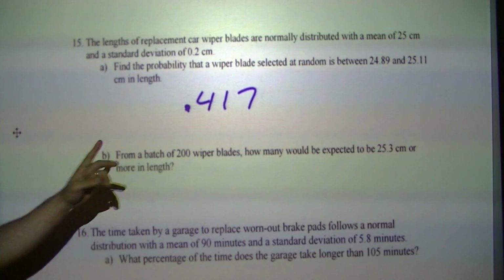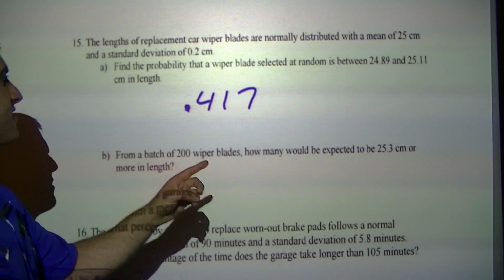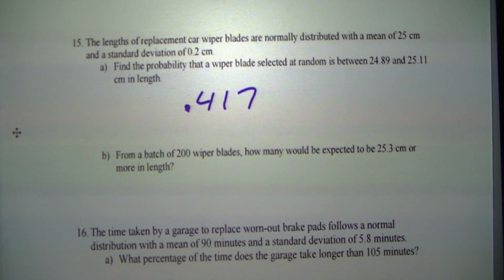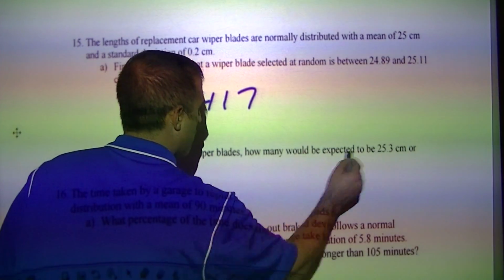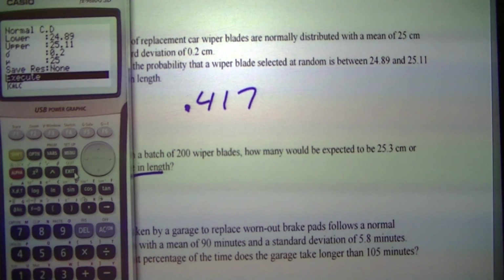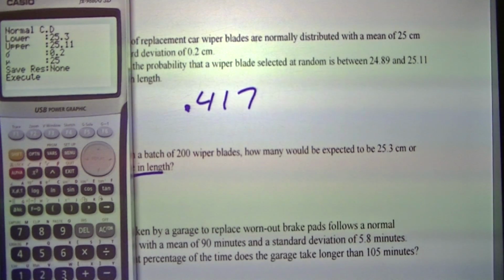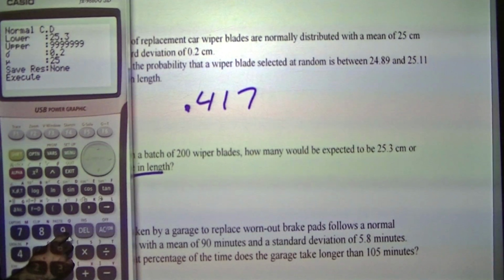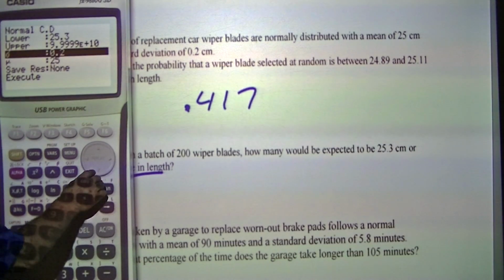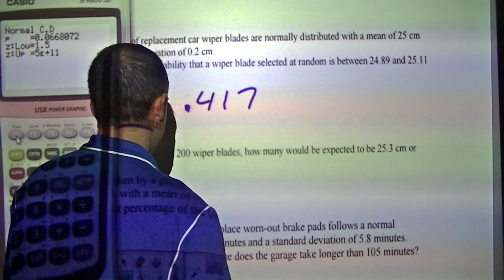From 200 wiper blades, how many would we expect to be 25.7 or more in length? So now we want more. When I go back into this probability here, now I want to be bigger than 25.7. The smallest amount I want to have is this, and what I want to do is 99999, all that same stuff. So when I execute, the probability is 0.066.